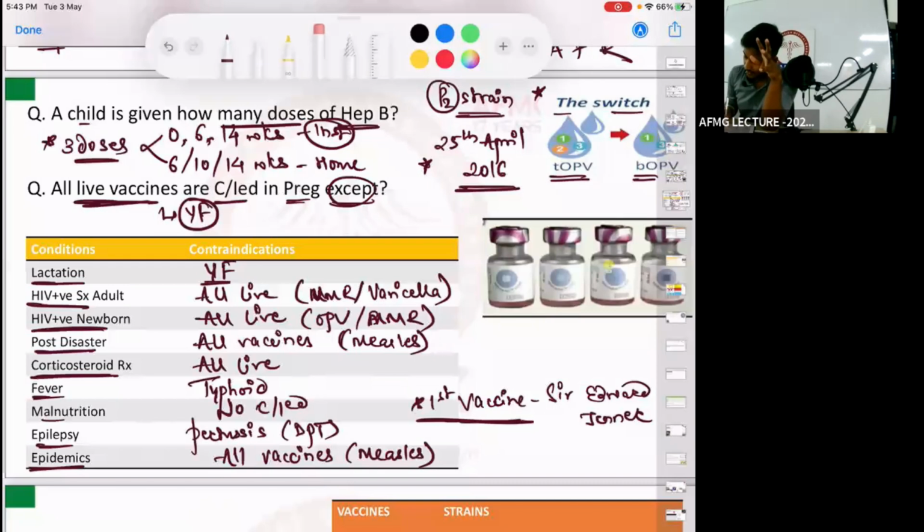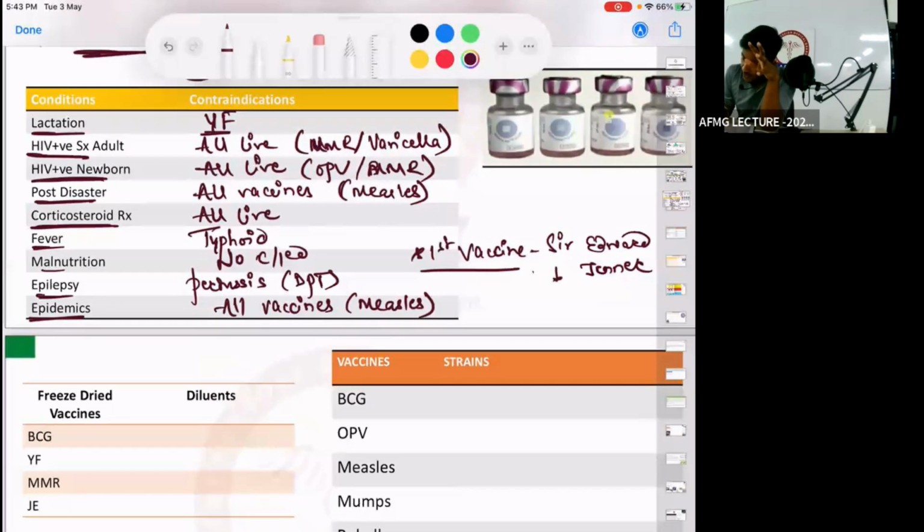Whereas Edward Jenner developed which vaccine? Anybody? Edward Jenner developed the vaccine of. So the first vaccine developed was smallpox, and therefore the first disease to be eradicated from Earth was smallpox, and the eradication date of smallpox was 8th May 1980.